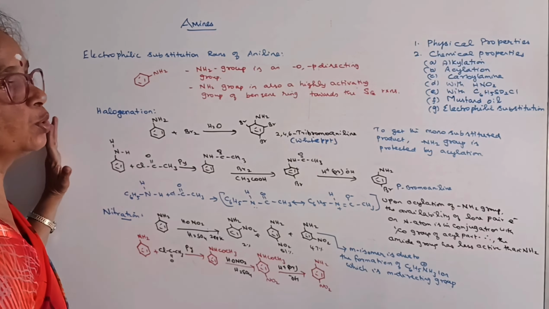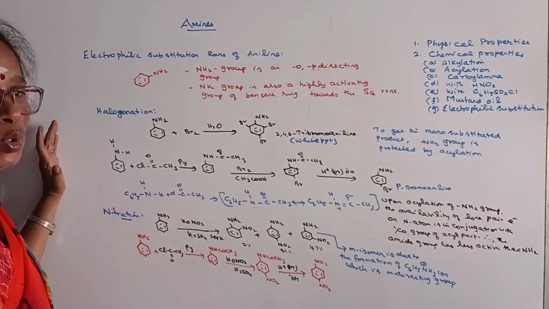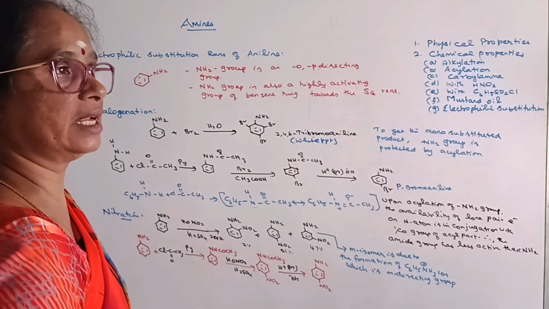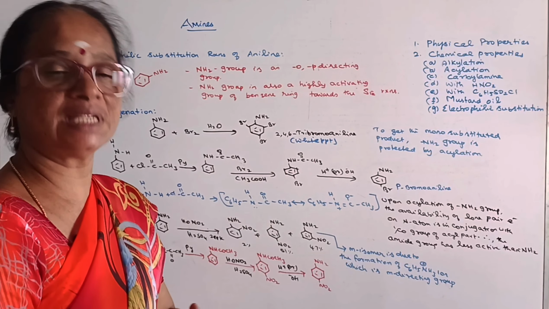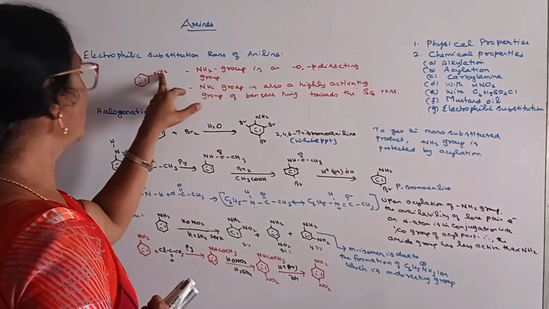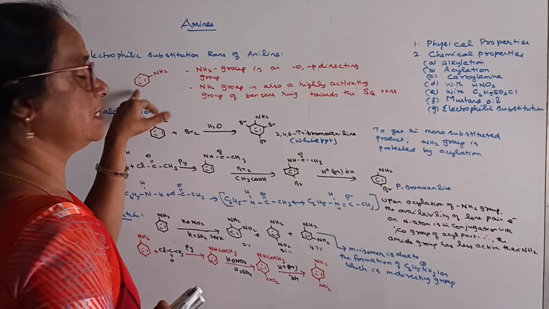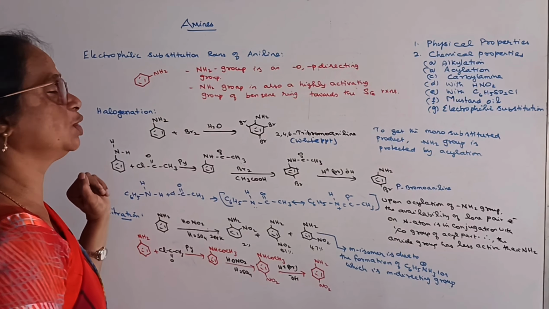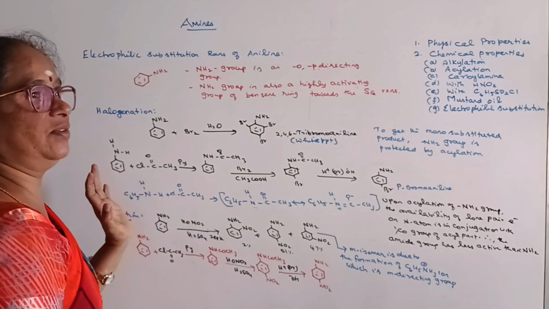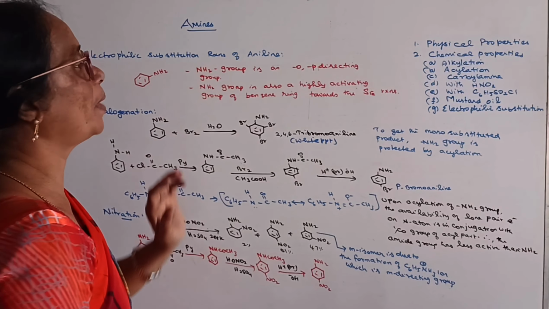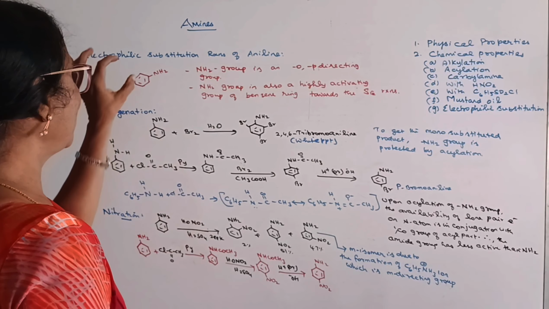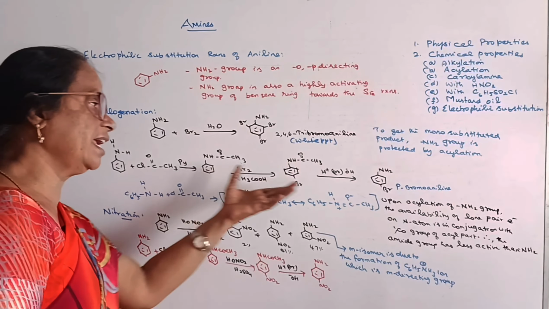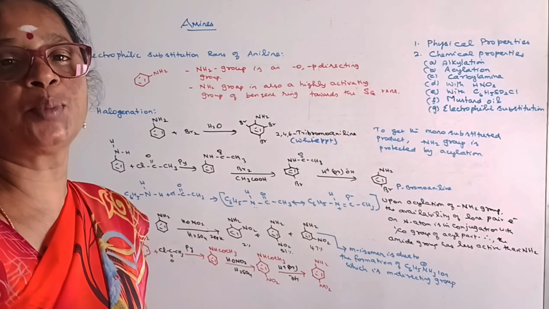This NH2 group is a highly activating group. So the benzene may undergo electrophilic substitution reaction more readily. Just like the OH group, the NH2 group also activates the benzene ring towards electrophilic substitution reaction. This NH2 group is highly activating and also an ortho-para directing group. But because of the highly activating nature of the NH2 group, we are unable to get the desirable product.